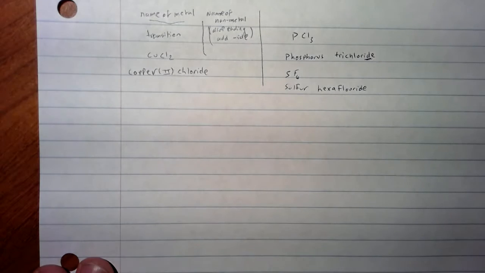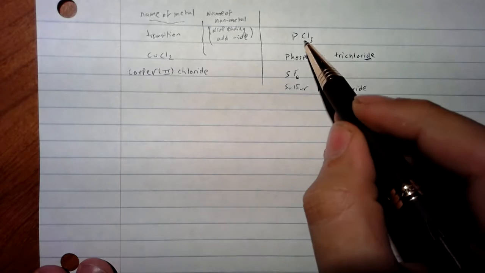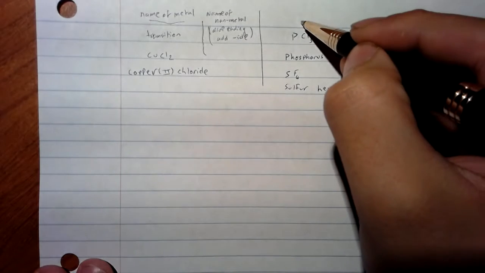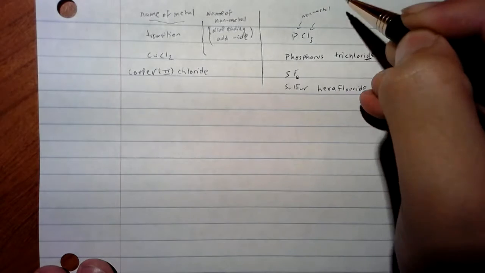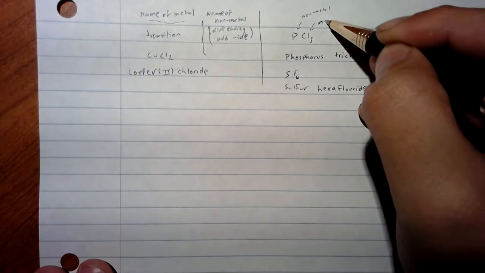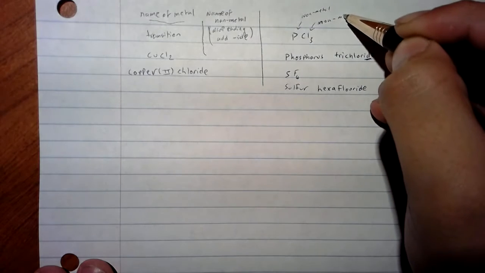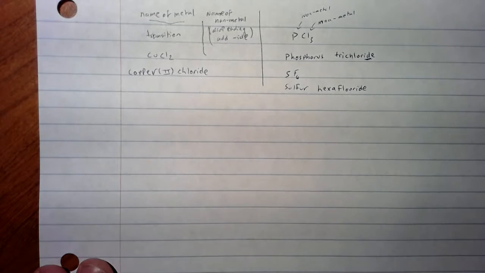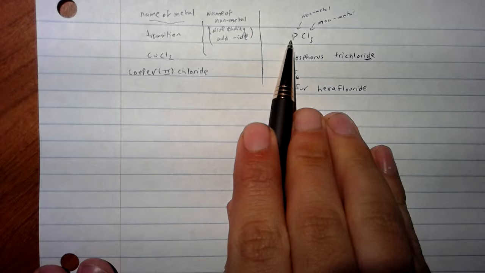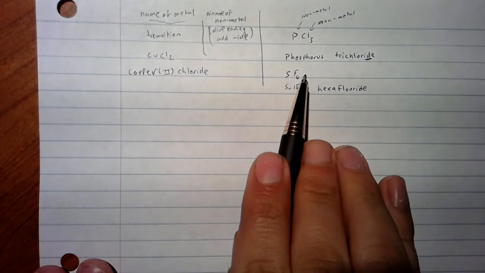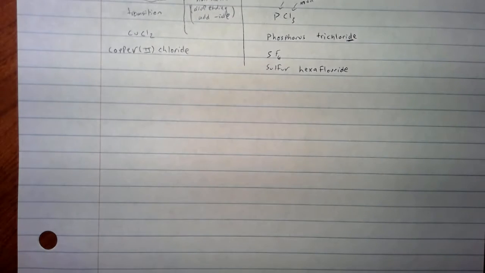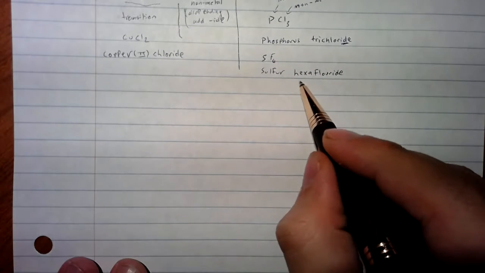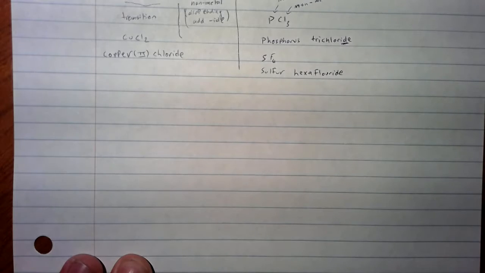Okay, and remember, we're only using these rules here because these are molecular compounds. Just to reiterate, non-metal, non-metal. You need to be familiar with the periodic table of elements. You need to know where the non-metals lie, because that's what's going to help you determine if it's molecular. Phosphorus is a non-metal, chlorine is a non-metal, sulfur is a non-metal, fluorine is a non-metal. So that's what qualifies them as molecular compounds. Alright, so we already took care of that one. Let's go ahead and do the next one.